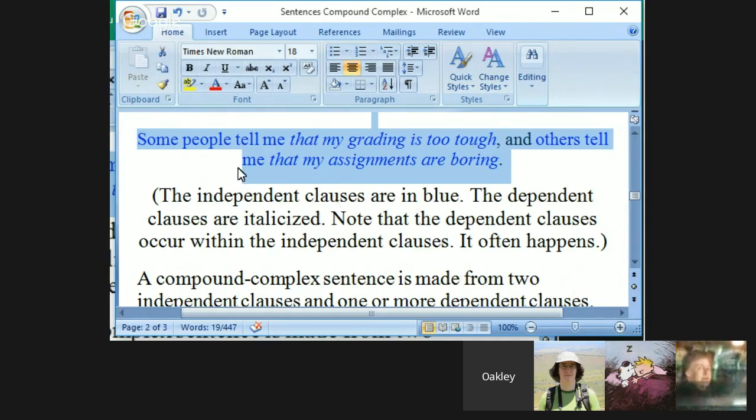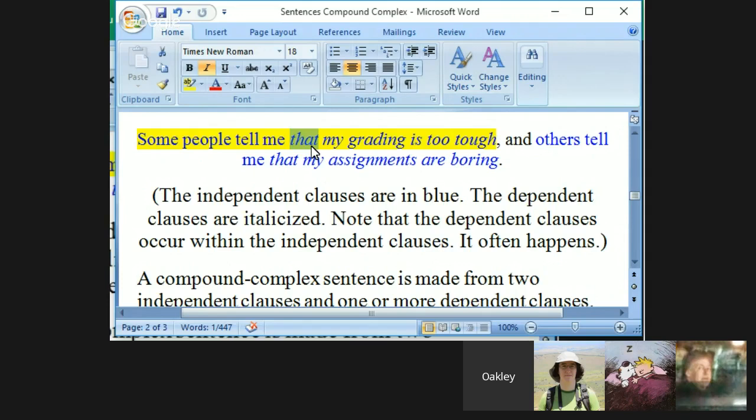Even though I'm an English teacher and I do teach grammar, it's not that easy. And I can get it wrong, frankly. So, all right, because they are part of. So, in other words, this whole thing here, this first one here, this is an independent clause. Inside of that independent clause, that my grading is too tough, this is a dependent clause. It's inside though. Okay. That is interesting. In this case, see, it's difficult to analyze these.